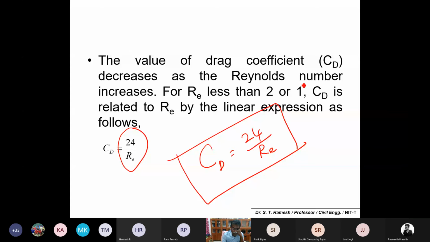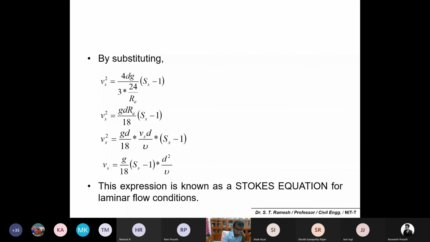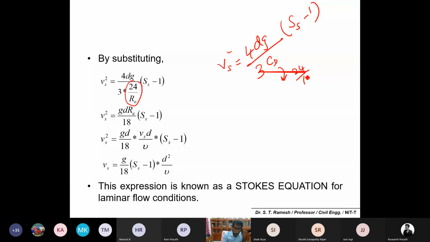Now I have an equation, Vs square equals 4dg divided by 3 CD, times Ss minus 1, which we discussed previously. CD I am substituting as 24 by Re, and Re is replaced as Vd by the kinematic viscosity.